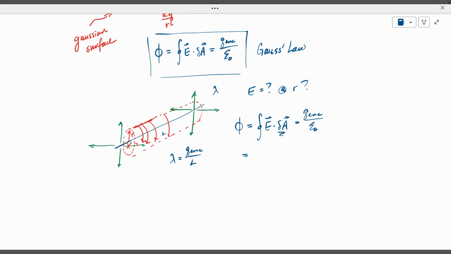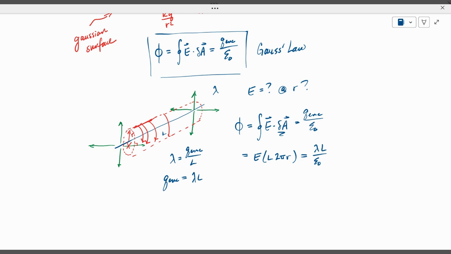Now we're just going to start doing our replacement. We've got E, which is what we're looking for. dA is the total surface area. Since it is a cylinder, the length times width: the length is L, and the width is going to be 2 pi r, because that is your circumference. So we've got E times that equal to our total enclosed charge. If we rearrange, Q enclosed is equal to lambda times L. So we've got lambda L over epsilon naught.